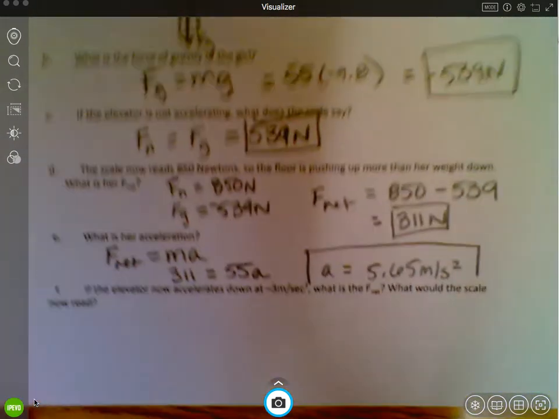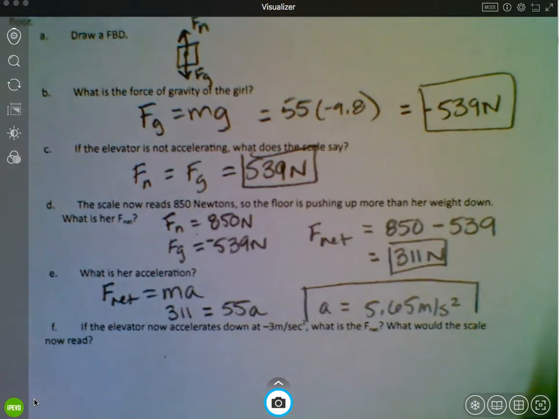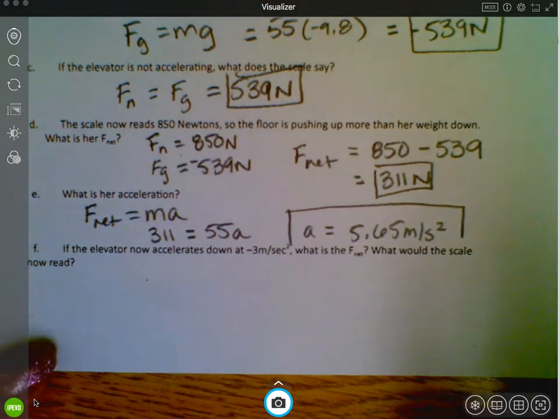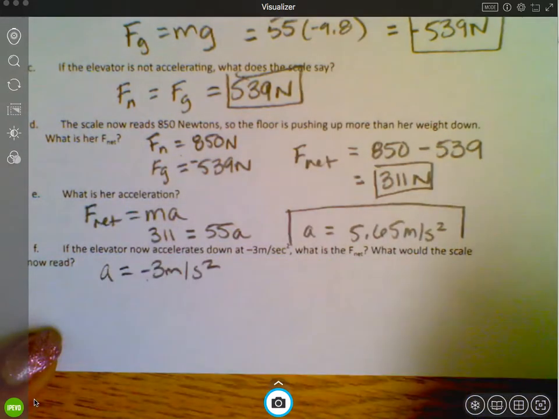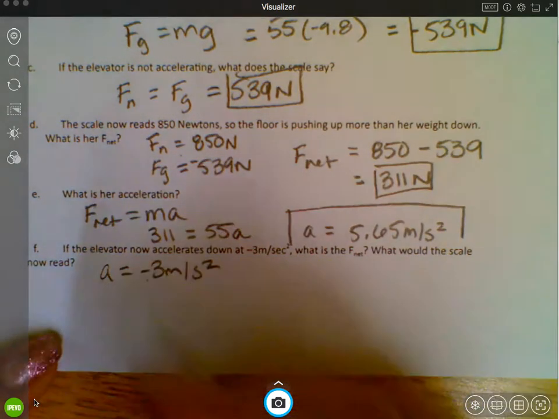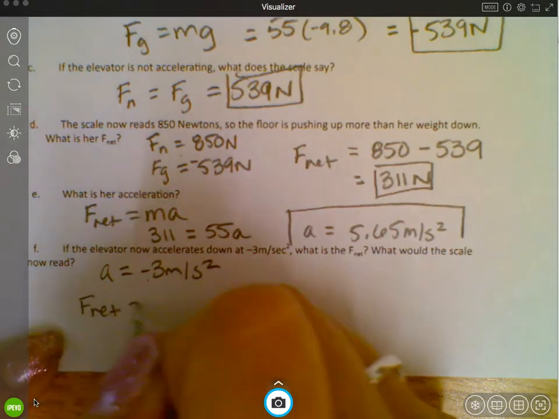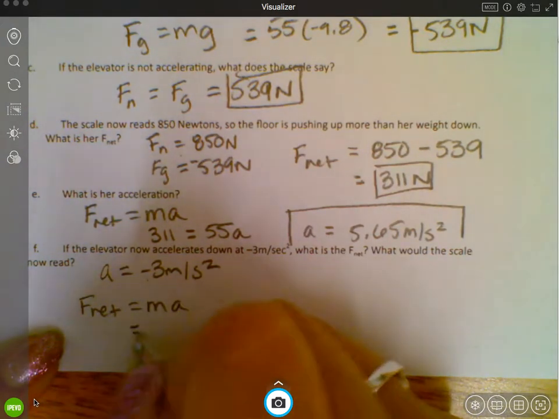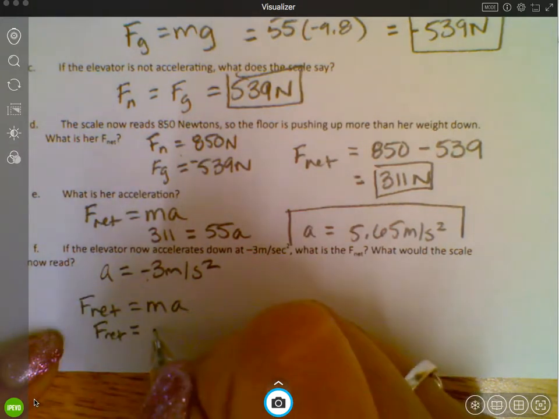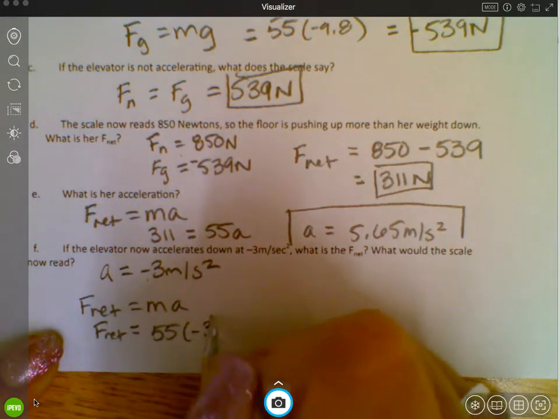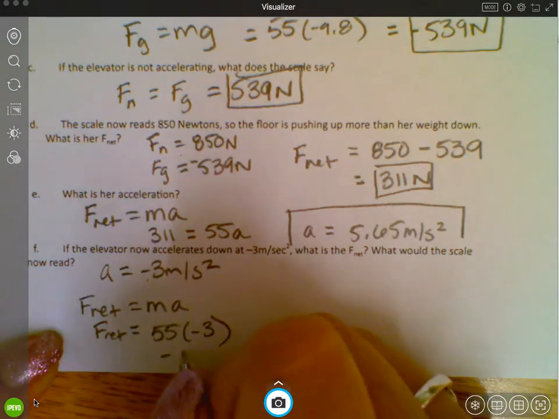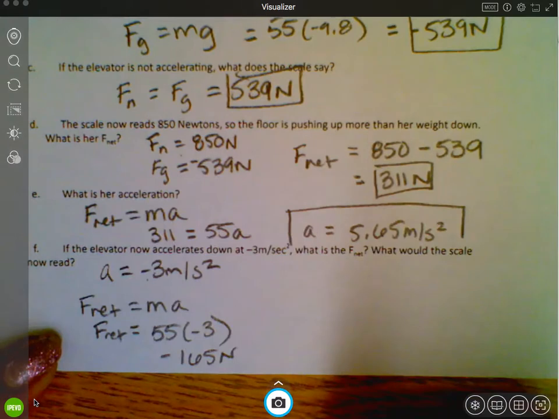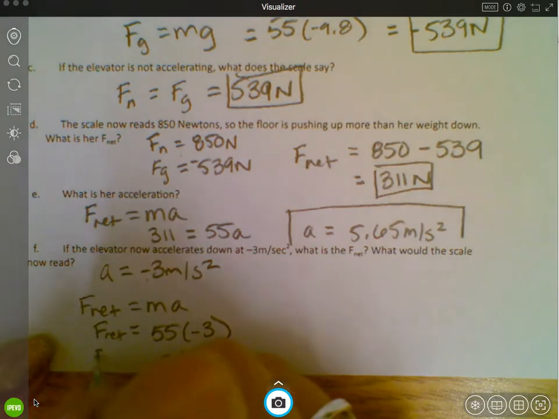Now for part F, it says if the elevator now accelerates down at -3, so A is -3, what is the F net? F net always equals ma. So F net would equal 55 times -3. So it'd be -165 newtons. That's the F net.